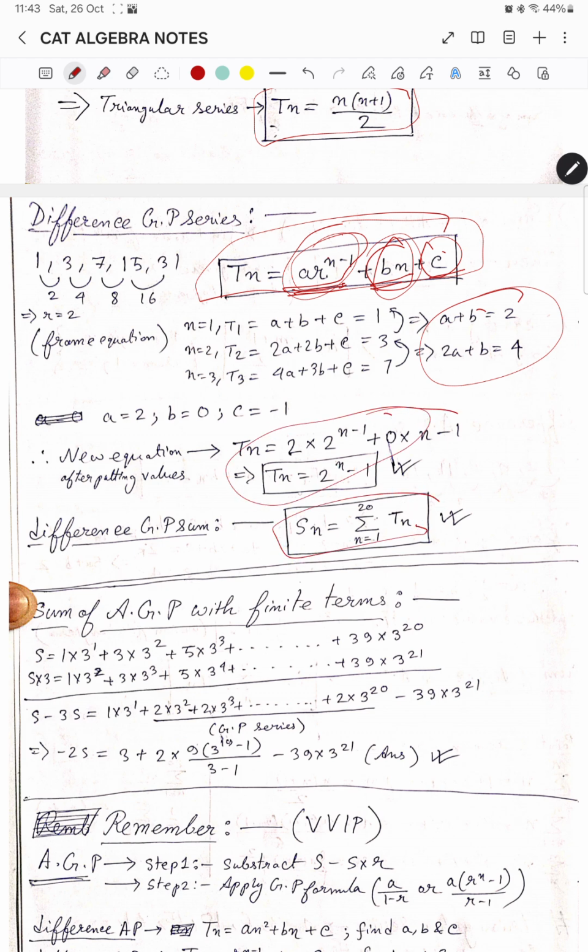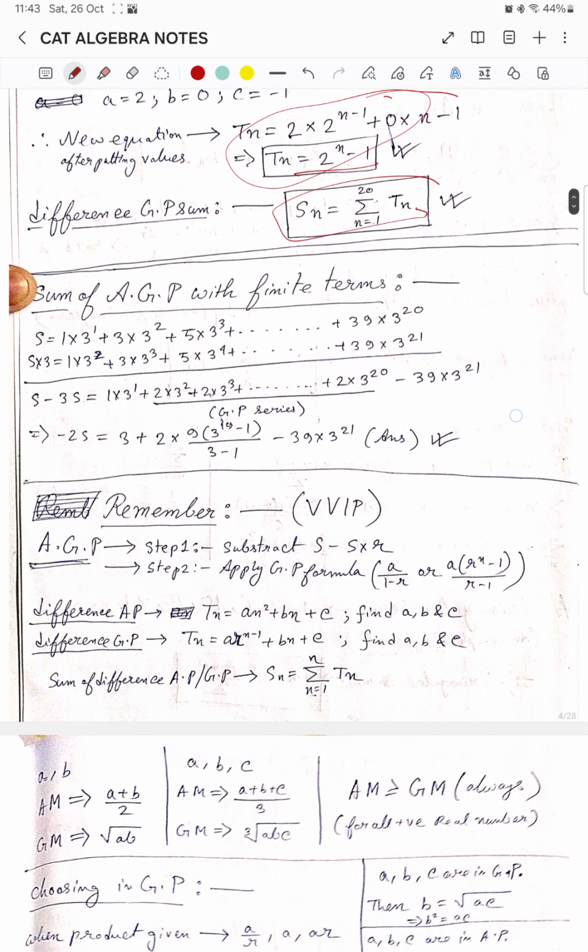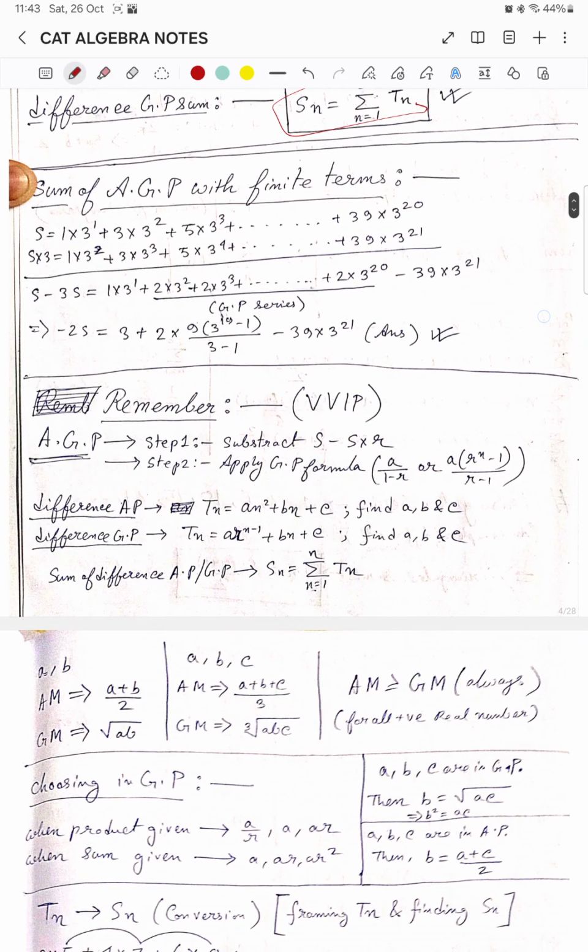You will get some equation like 2 power n minus 1. Then you can simply find the sum of an AGP with finite terms. If it is given as 1 into 3 plus 3 into 3 square, 5 into 3 cube, and so on, then simply, like earlier with an AGP series, multiply S by the common ratio 3. Then you will subtract: 1 into 3, 3 into 3 minus 1 into 3 square, 3 into 3 square minus 1 into 3 square, 2 into 3 square, 5 into 3 cube minus 3 into 3 cube, 2 into 3 cube.